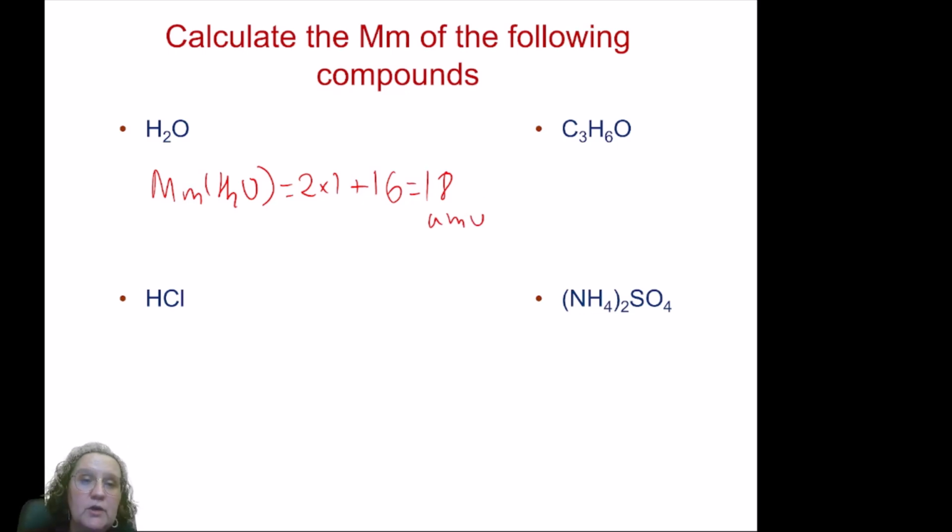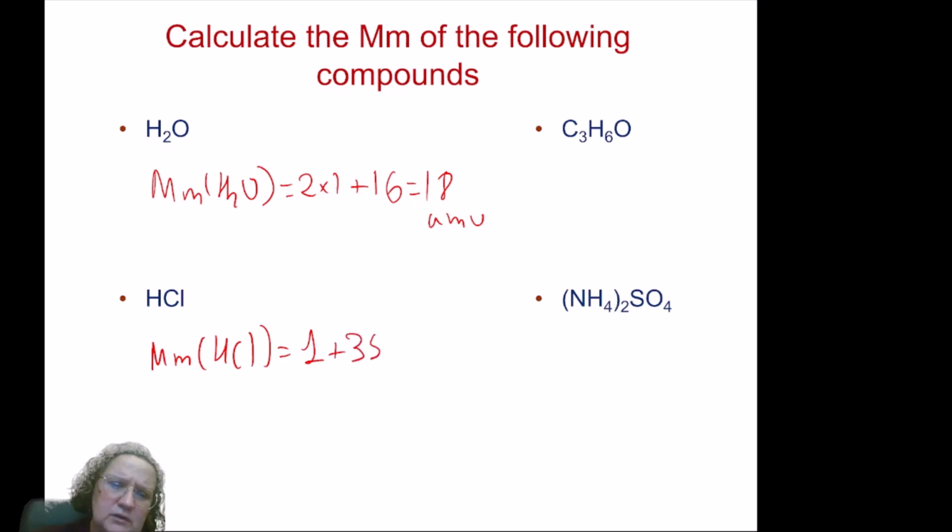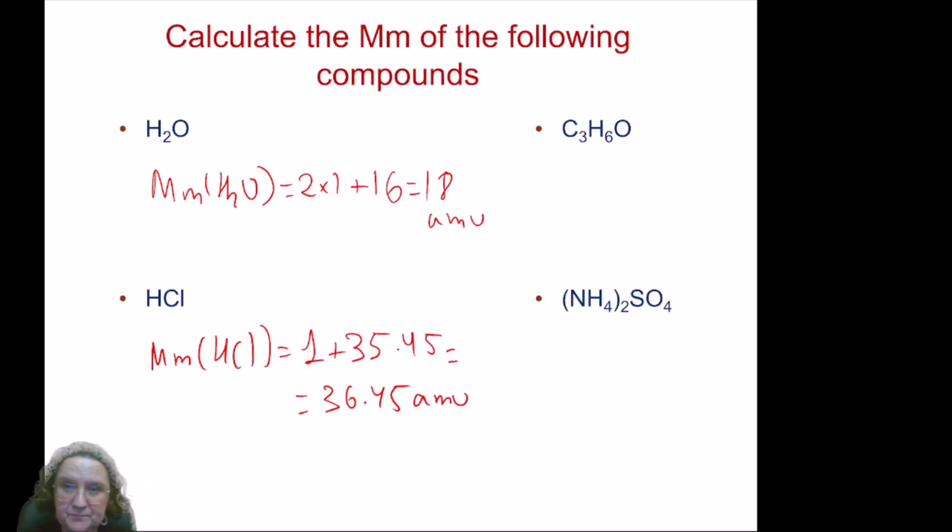If I look at the compound right below, HCl, that's hydrogen chloride, if you have it in gas form, or hydrochloric acid, if you have it in aqueous solution with water. Again, I've got 2 atoms, 1 of each, so 1 atomic mass unit for the hydrogen, and the atomic mass of chlorine is give or take 35.45, and that gives me 36.45 atomic mass units.